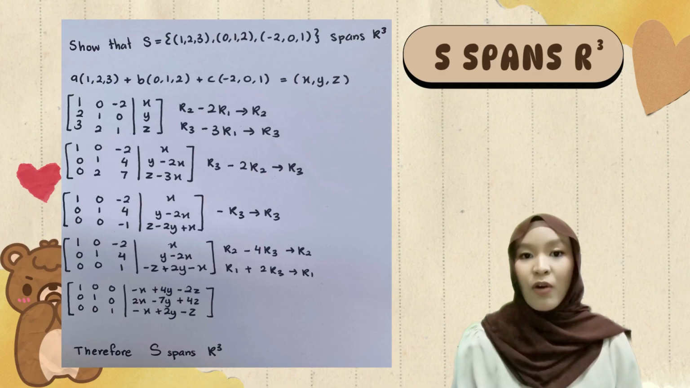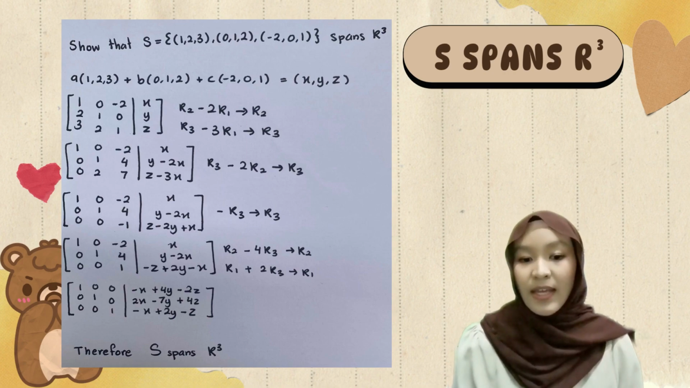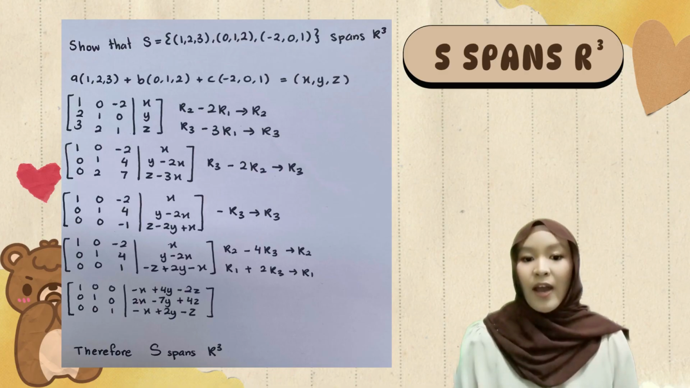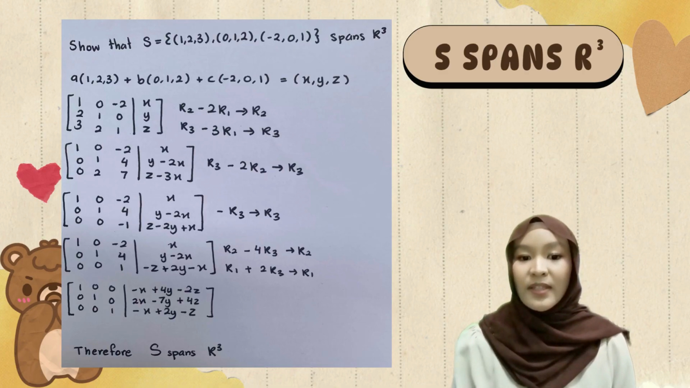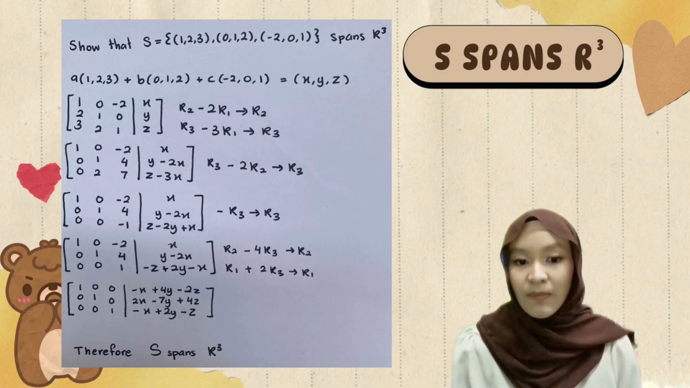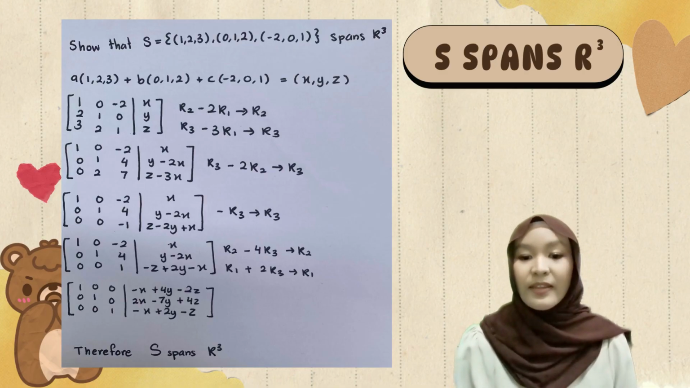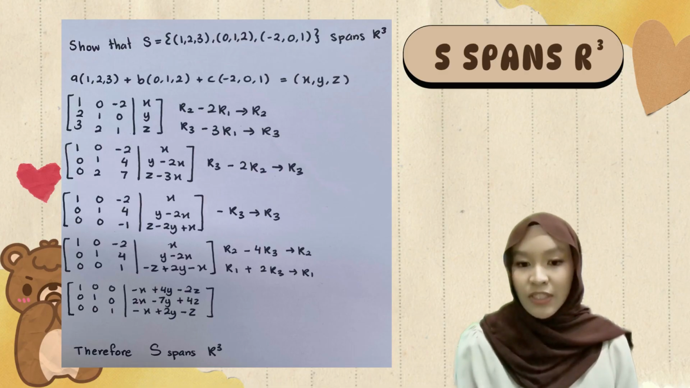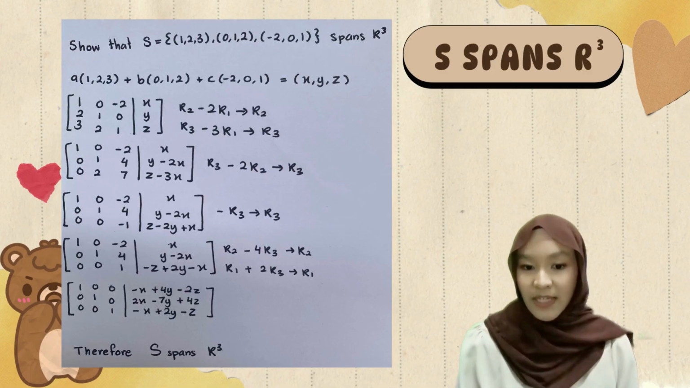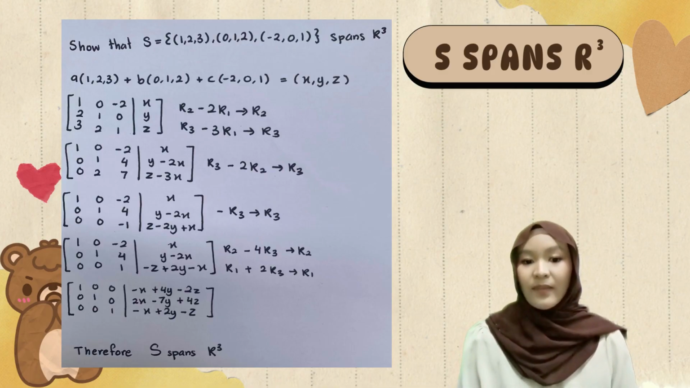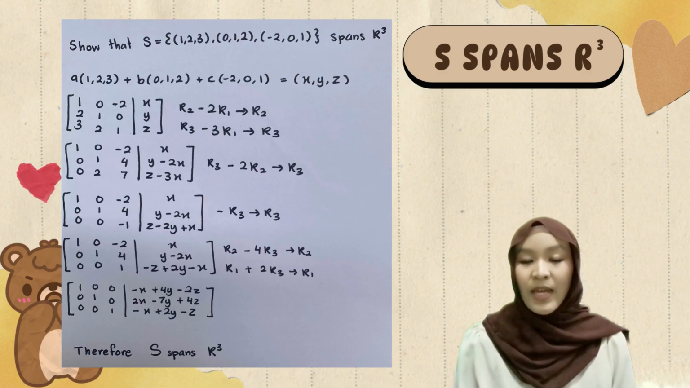After that, we form an augmented matrix. Then, apply the Gaussian elimination method. From the result, we can notice that there is a pivot in every column of the coefficient matrix. This means the system has a unique solution for every arbitrary vector (x, y, z). Therefore, every vector in R3 can be expressed as a linear combination of the vectors in S. Hence, S spans R3.